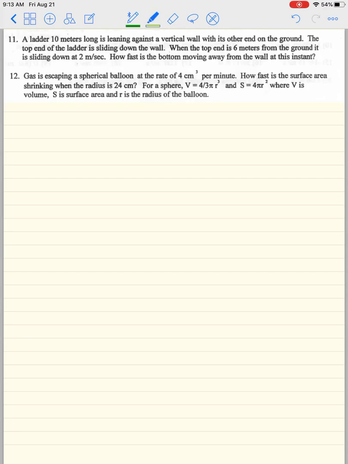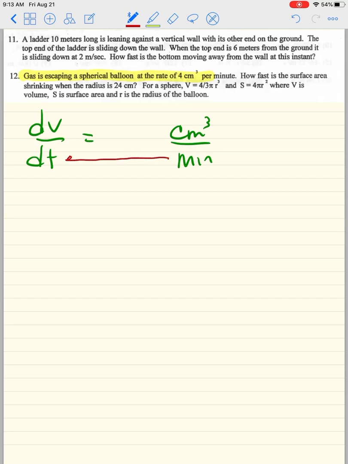So this is number 12. Gas is escaping a spherical balloon at a rate of 4 cubic centimeters per minute. Just remember, it says cubic centimeters per minute. I always emphasize this because it really helps you: minute is time, cubic is volume. That helps you understand that the 4 is dV/dt. How fast is the surface area shrinking when the radius is 24?